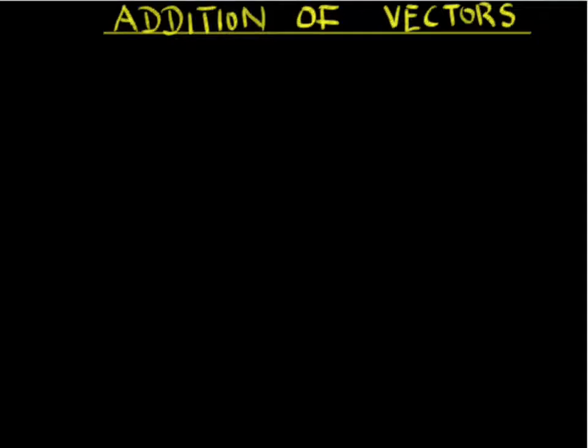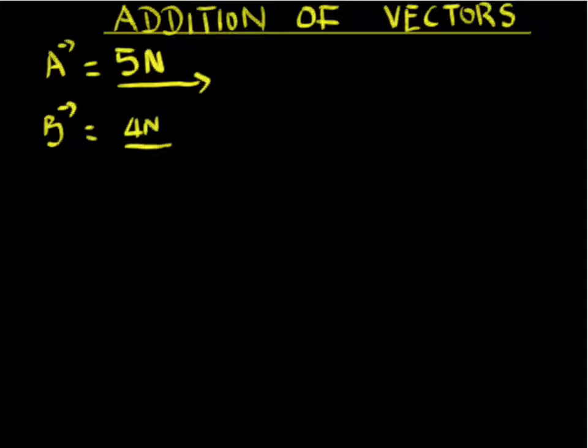Hello friends, in this video we're going to be discussing the addition of vectors. We said that vectors are added geometrically, right? Geometrically, let's assume we have two vectors: vector A, which would be 5 Newton in the eastern direction, and vector B, which would be 4 Newton also in the eastern direction. Here we notice that 5 Newton is a longer vector and 4 Newton is a shorter vector.